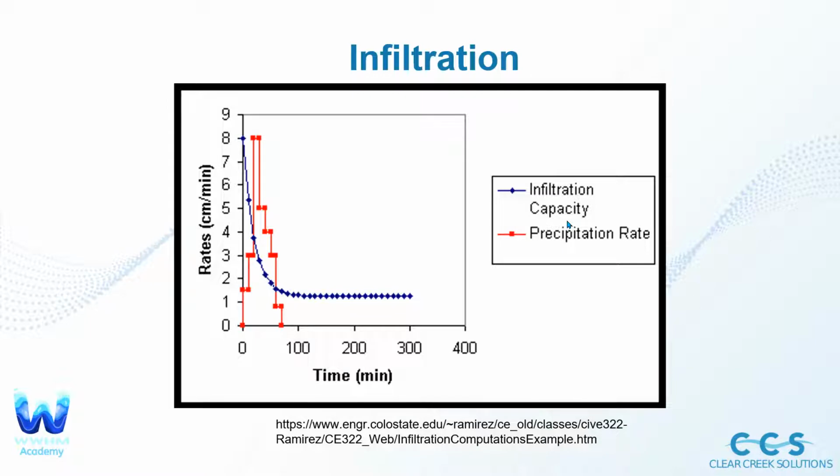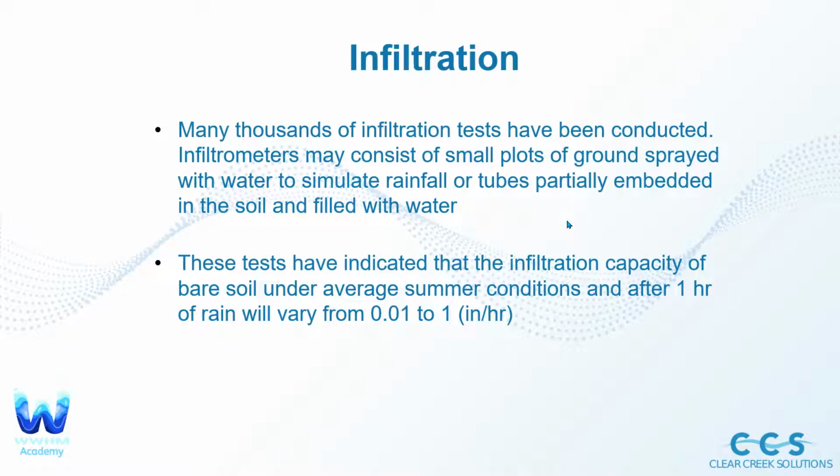So here's an example of an infiltration curve. We've got the rates and we've got time. As you can see, as we progress with time, the infiltration goes down less and less, because if we have a lot of rainfall, it's going to infiltrate a lot until it hits a certain peak, and then it's just going to go down. So you can see the infiltration capacity curve starting up really high and then going down as the precipitation rate begins to go up.